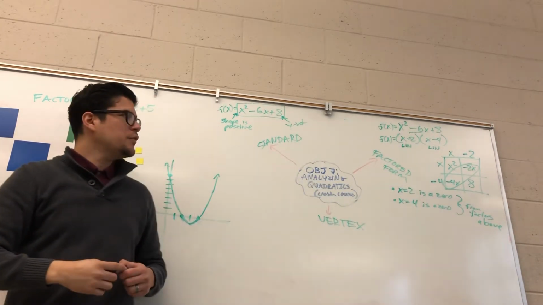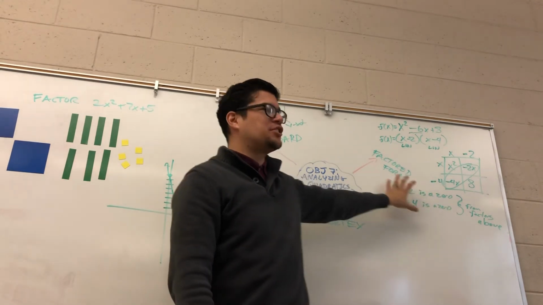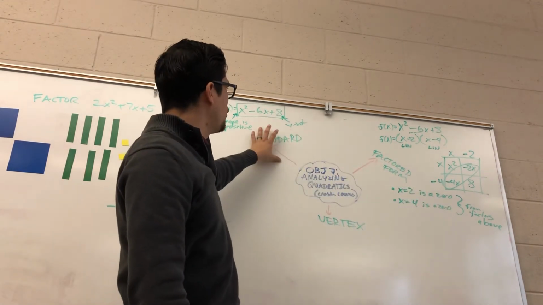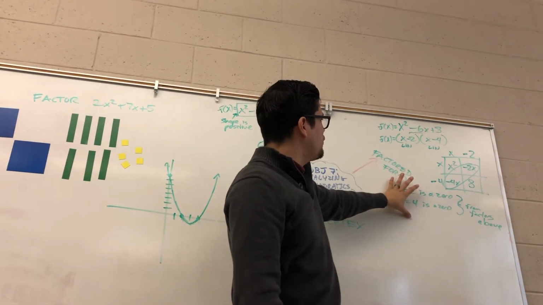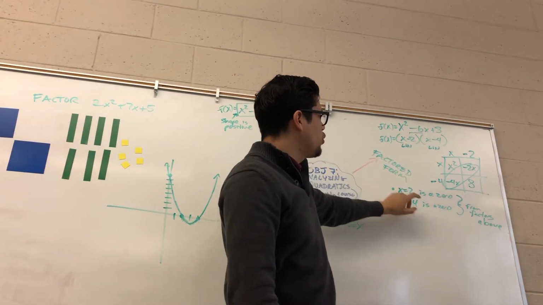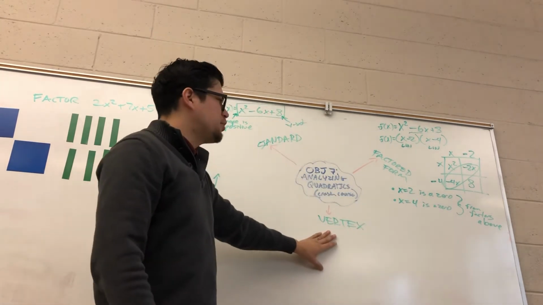Okay? Very good. And that right there is basically a review of what happened last semester. I can take standard form and analyze it a little bit, but then I start looking more at factored form. All right? Because factored form always reveals the zeros for me. Okay? Now, moving on to vertex form.